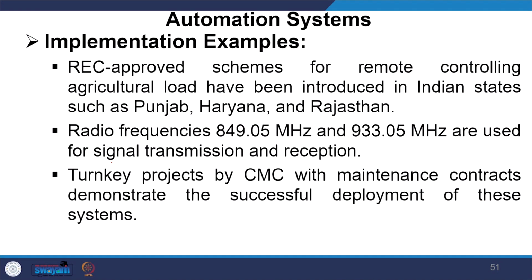Implementations are quite important. REC approved schemes for remote controlling agriculture load have been introduced in Indian states such as Punjab, Haryana, and Rajasthan. Radio frequencies, that is 849.05 megahertz and 933.05 megahertz, are used for signal transmission and reception. Turnkey projects by CMC with a maintenance contract demonstrate the successful deployment of these systems.